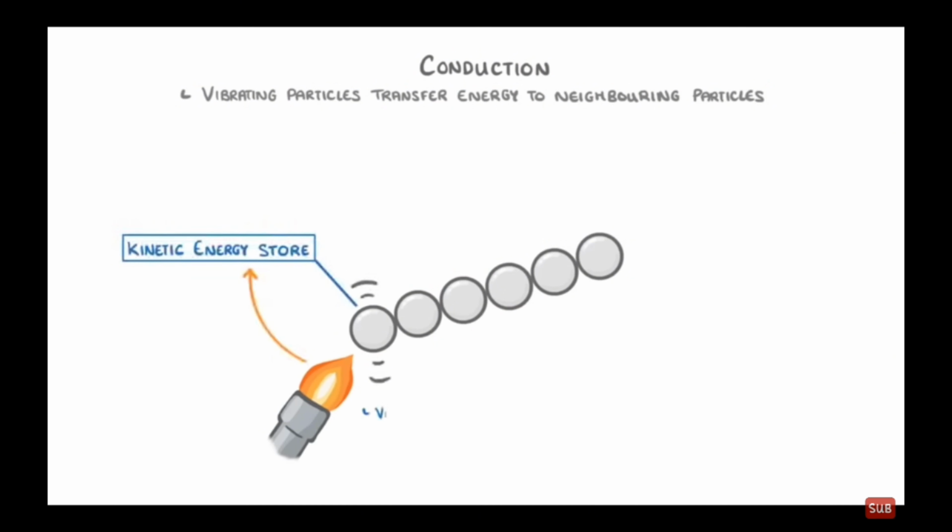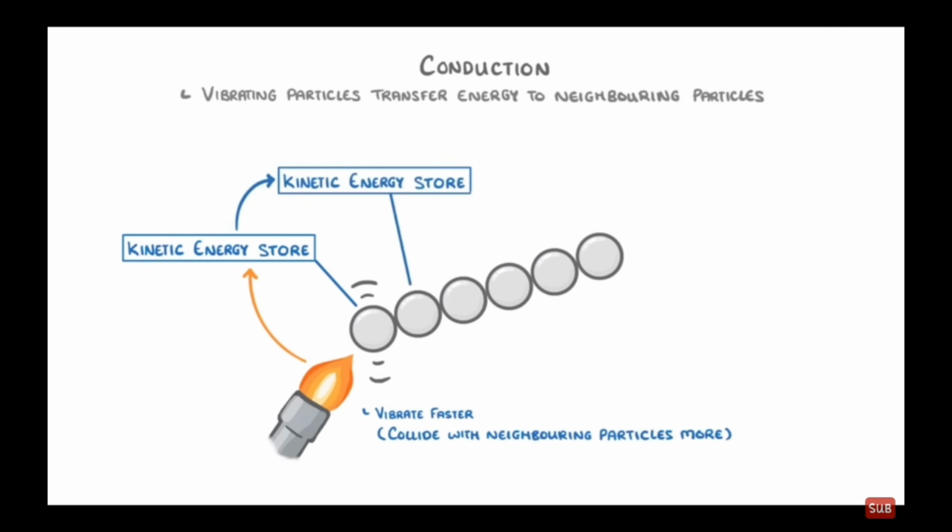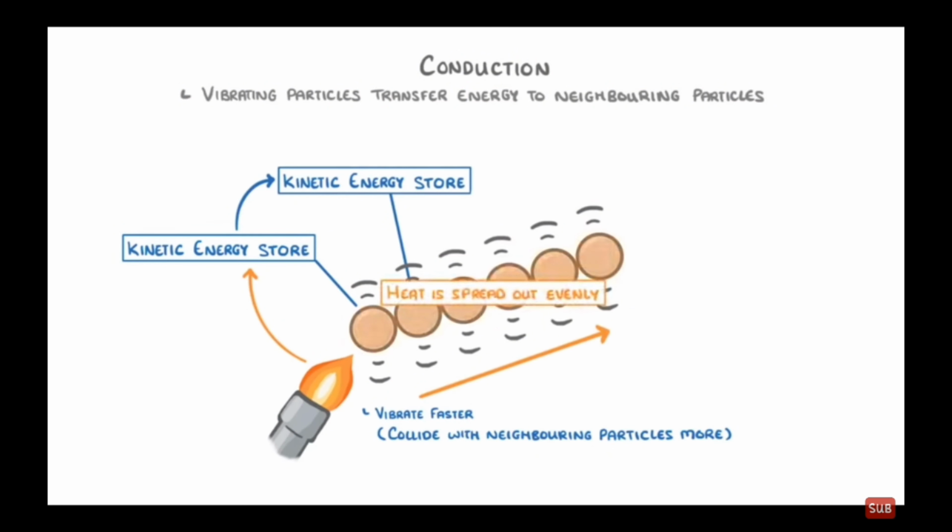This causes the particles to vibrate faster, and so they collide with their neighbouring particles more often, and with more energy. As the collisions transfer kinetic energy, the neighbours will also vibrate faster, and collide more with their neighbours. And as this process repeats, energy is passed along the piece of metal, until in the end, the heat is spread out evenly, and it will be pretty much the same temperature everywhere.